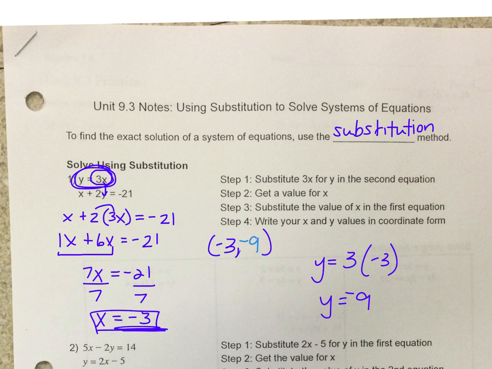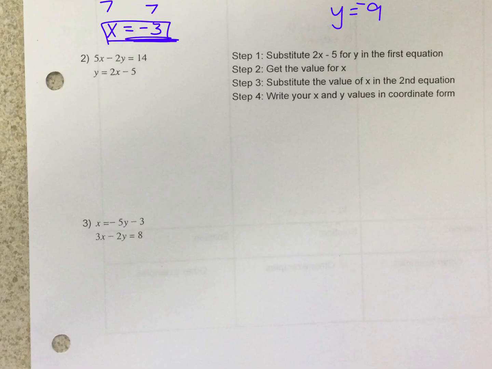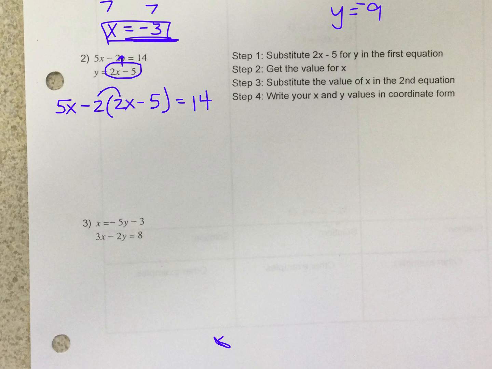Sorry, I don't know why it went blue on me. Let's look at this bottom one. You can see that y equals 2x minus 5. So instead of y in that top problem, I'm going to write 2x minus 5 in place of the y because that's what y equals. It's 14. We have to distribute: 5x minus 4x plus 10 equals 14.